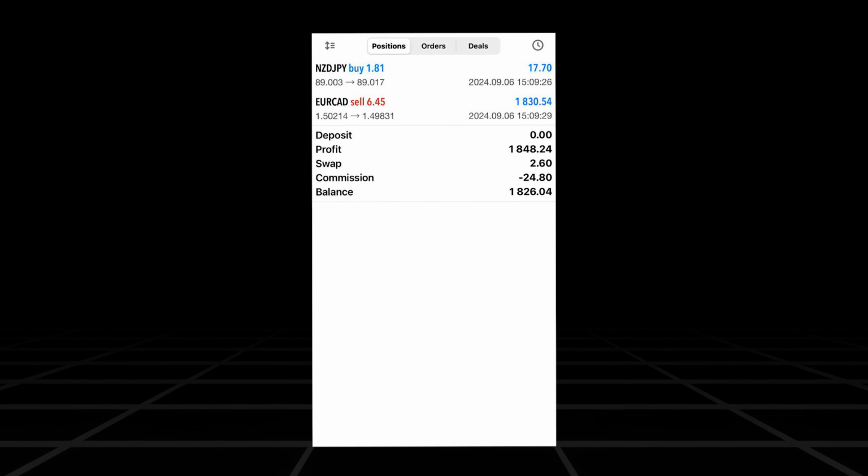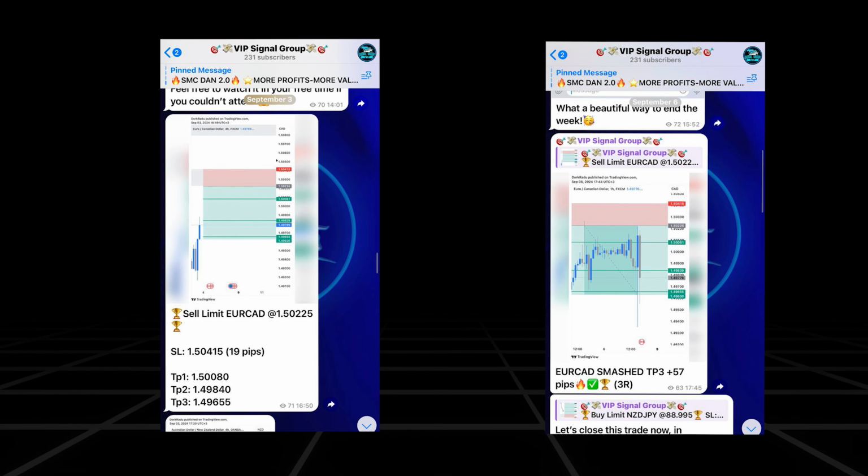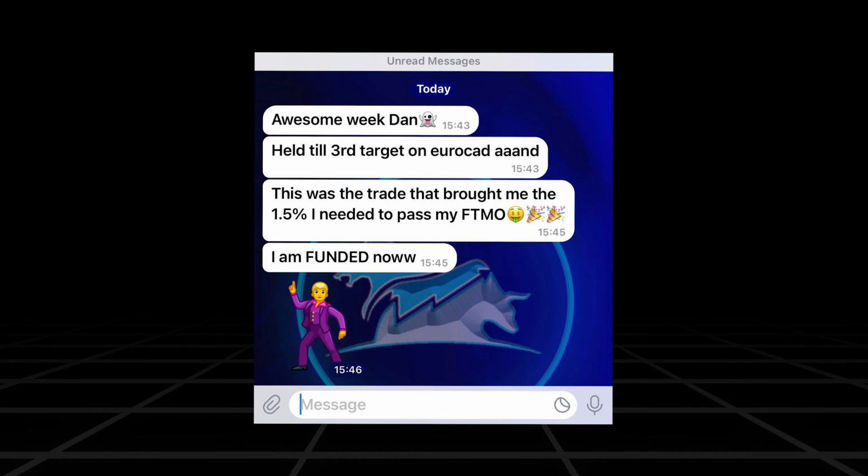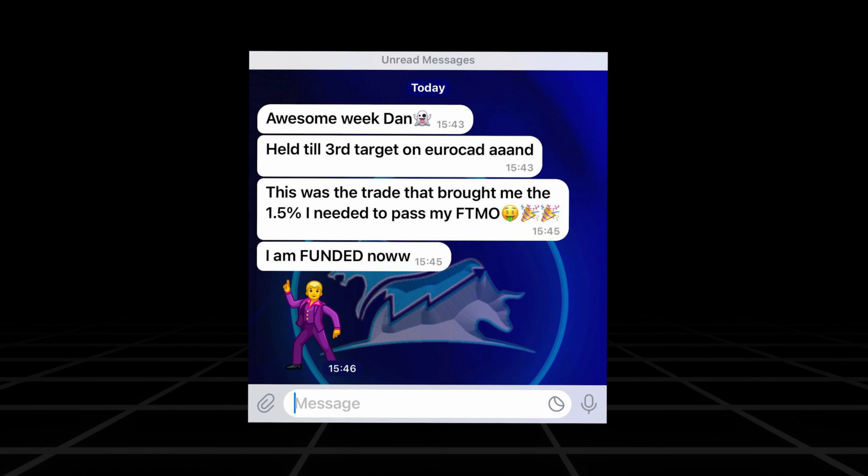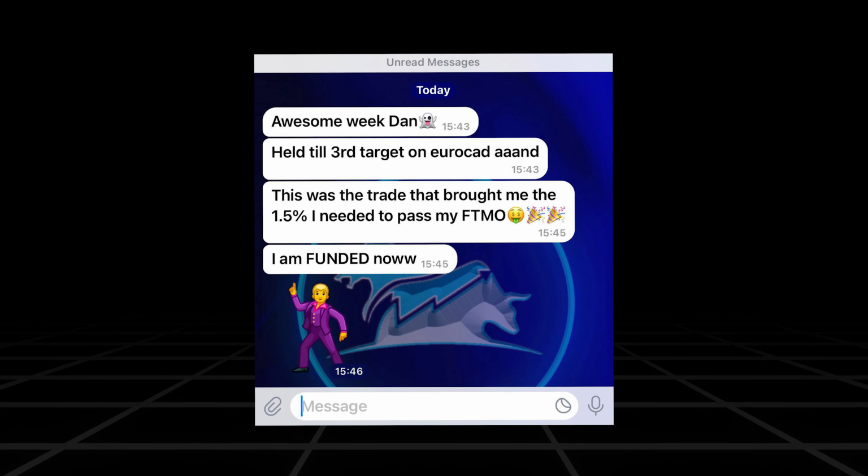that made me $1,800, and I also sent this trade in my SMC trading group. One of my members took it and he was able to profit 1.5% and therefore pass the FTMO challenge.